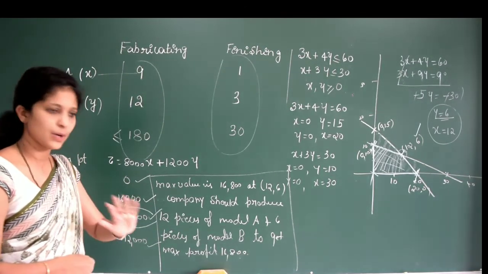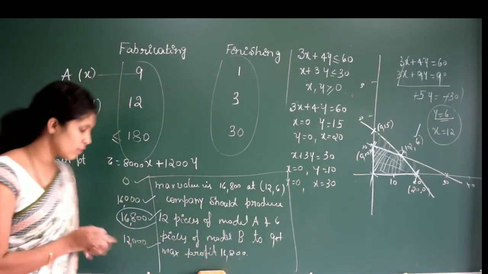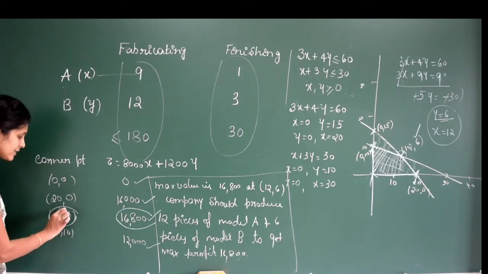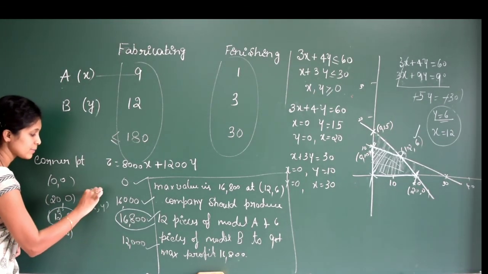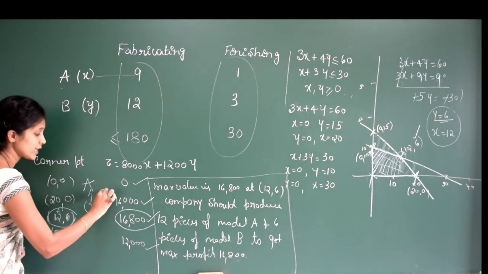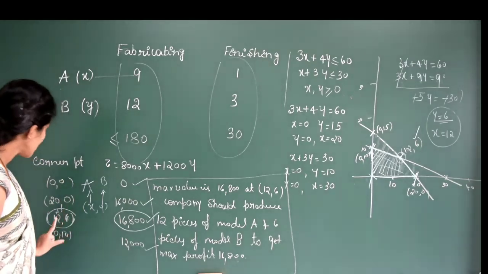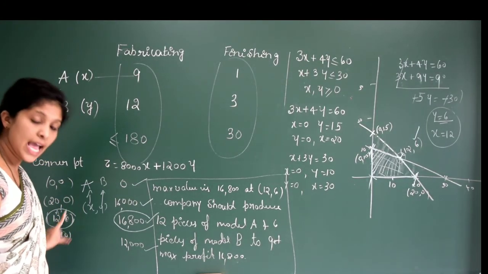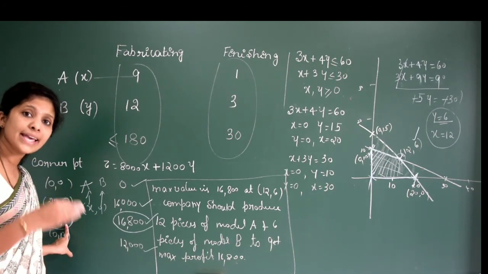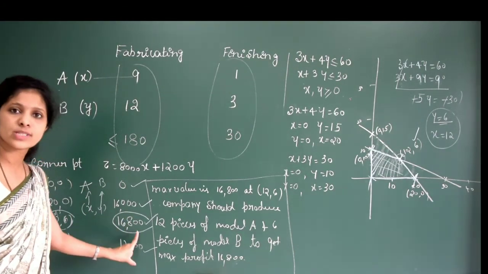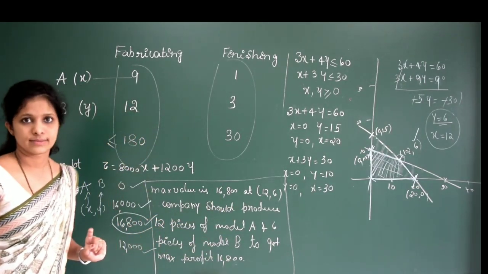So finally what you have to write: company should produce 12 pieces of model A. This is the model A, right? The value of x, the ordered pair is x, y. X is nothing but model A and y is nothing but model B. So the company should produce 12 pieces of model A and 6 pieces of model B to get the maximum profit 16,800. That should be the final answer. Like this you have to write. Is it clear?